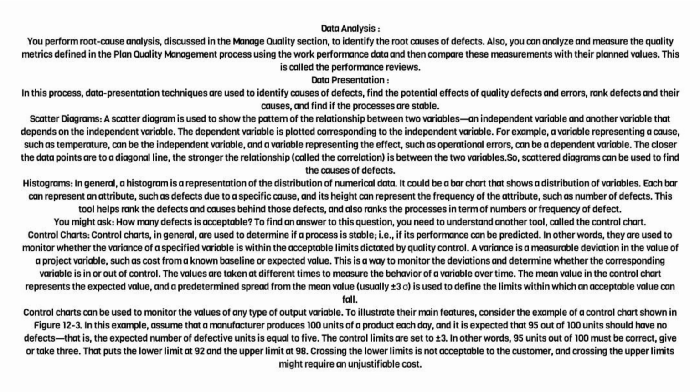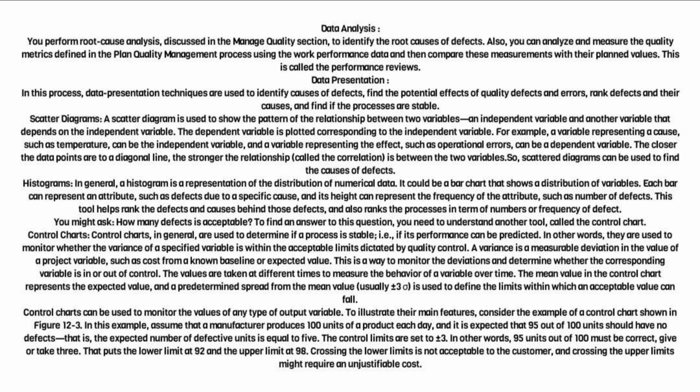Histograms, in general, a histogram is a representation of the distribution of numerical data. It could be a bar chart that shows a distribution of variables. Each bar can represent an attribute, such as defects due to a specific cause, and its height can represent the frequency of the attribute, such as number of defects.